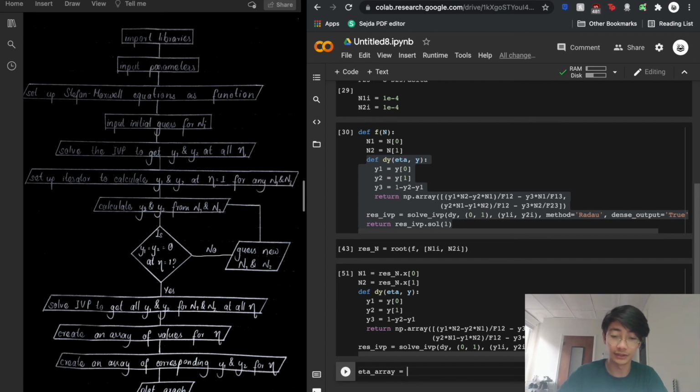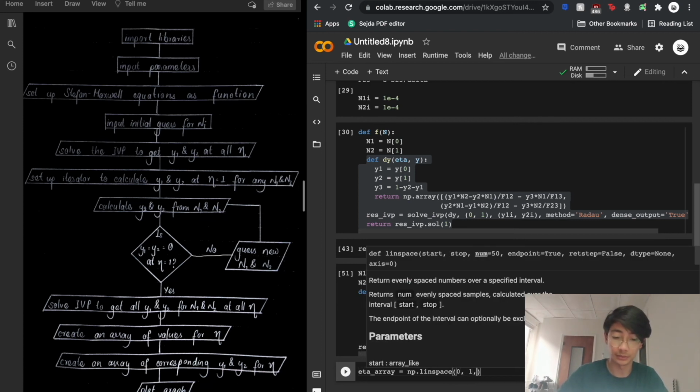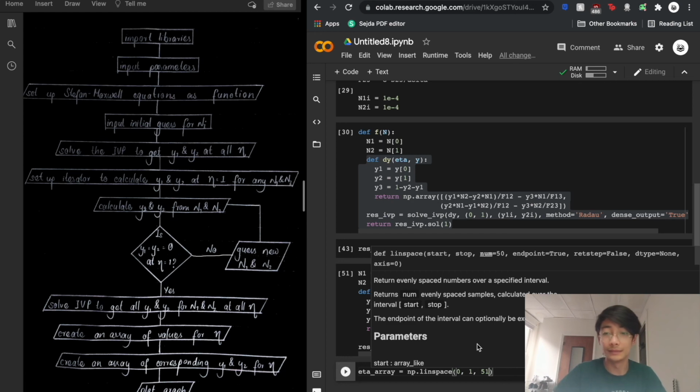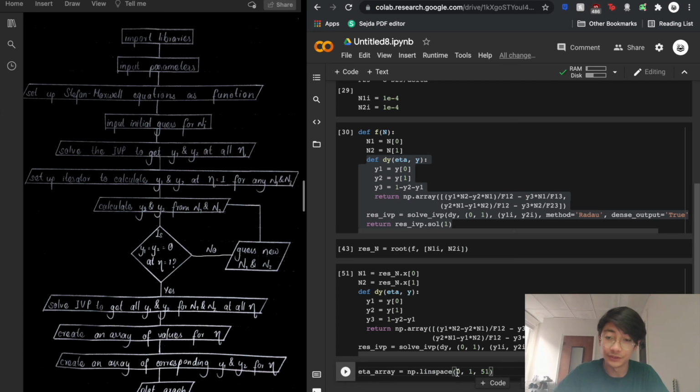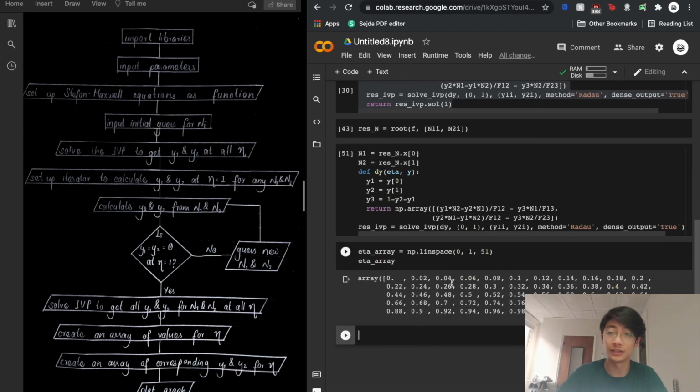And what I can do here is np.linspace 0, 1, 51. So what this basically does is create an array starting from 0, ending at 1, and it includes 51 equally spaced values in between. So what that looks like is that. So those are our values for eta. Remember that eta is our independent variable, so we can just assign any values to eta between 0 and 1.